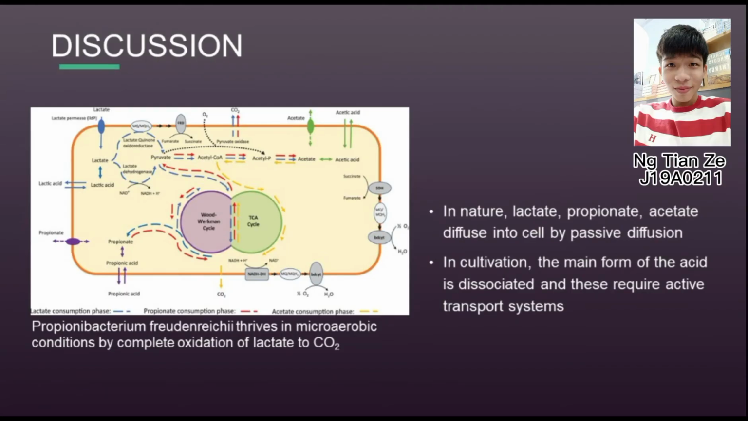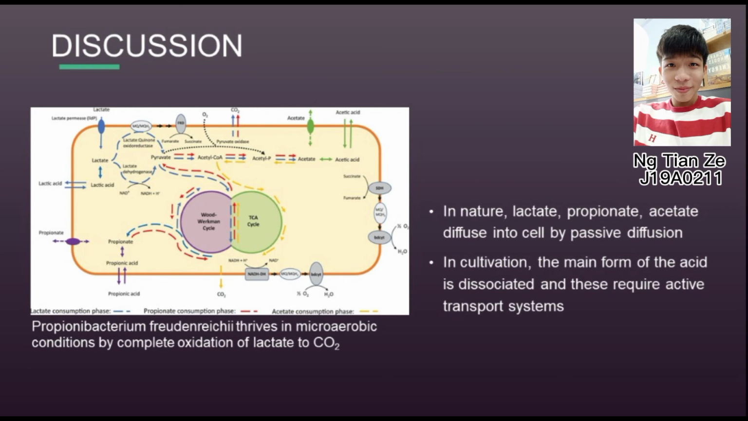Let me continue the discussion about this figure that shows the metabolism of lactate in Propionibacterium freudenreichii in microaerobic conditions. Undissociated acids can be transported through passive diffusion, which the figure shows as the closed arrow across the membranes. Dissociated acid has to be transported by a transporter, which the figure shows as the dashed arrow with the closed circles.